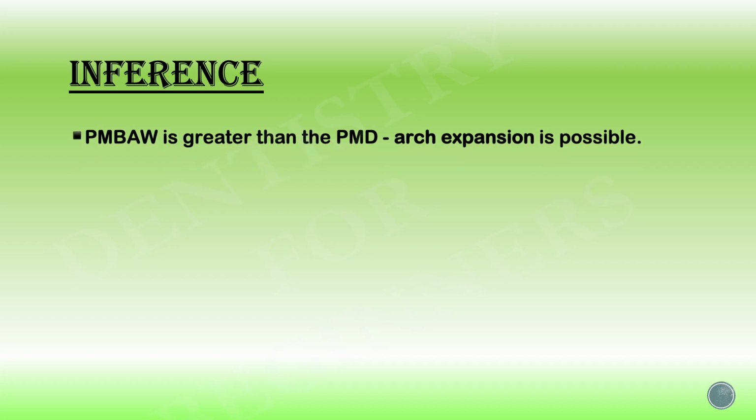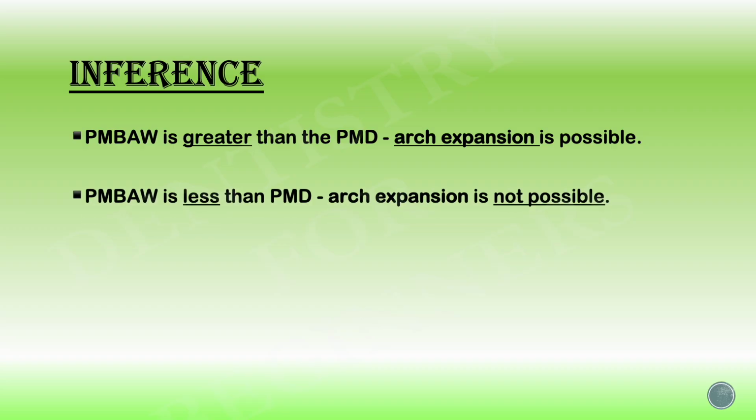Now the inference of Ashley-Ho analysis. If the premolar basal arch width is greater than the premolar diameter, then arch expansion is possible. It means the bone area is more, but the premolars are placed in a lesser region. That means we can expand it because in the bone region we have enough space available. But if the premolar basal arch width is less, then what happens? Arch expansion is not possible because the teeth are already outside the arch, if we can visualize it. So in this case we cannot expand.